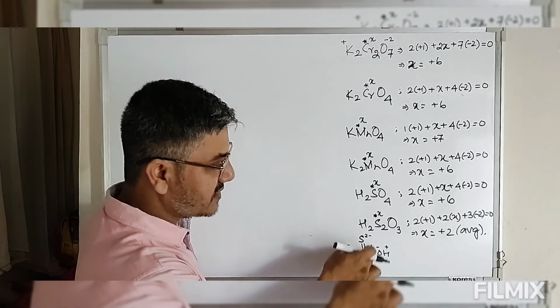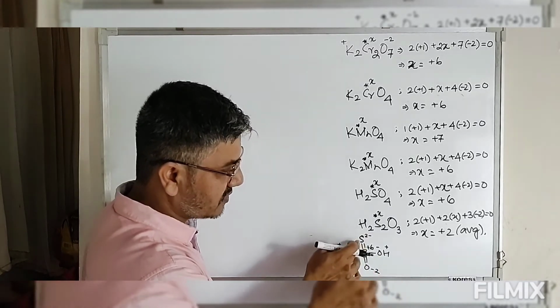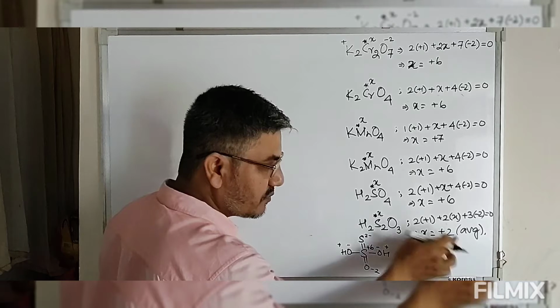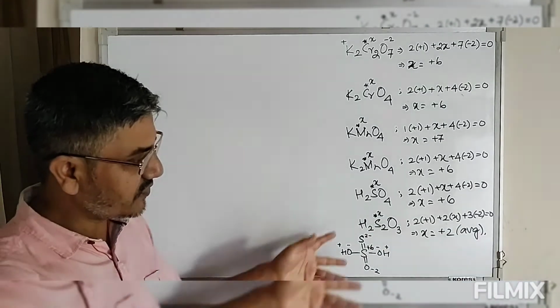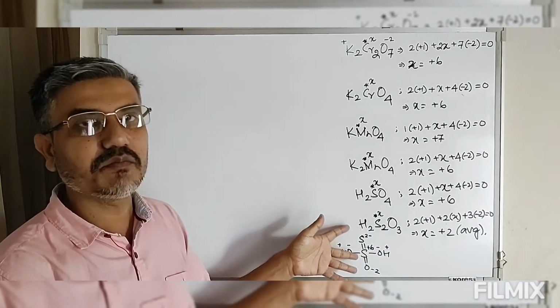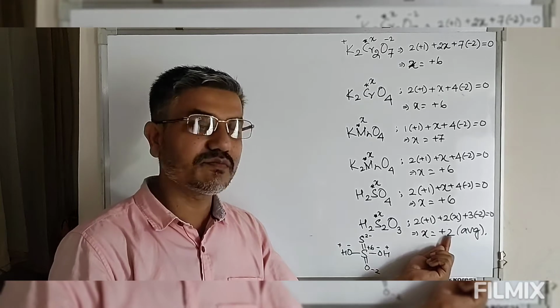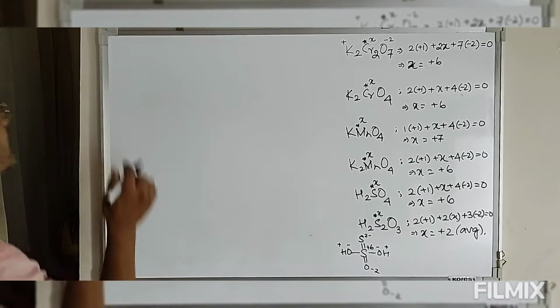So now look at this. Net is +4, and this is for 2 sulfur, so divided by 2, we have +2. So these two sulfur atoms are in different oxidation states, but the average oxidation state is +2. Let's take this.